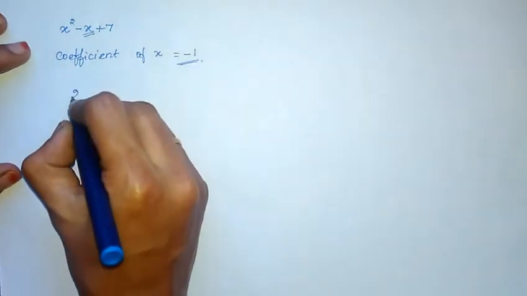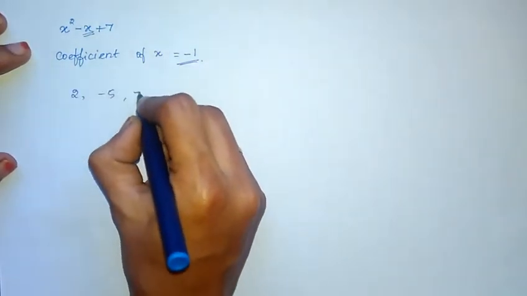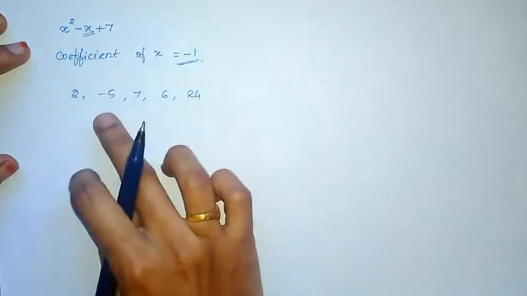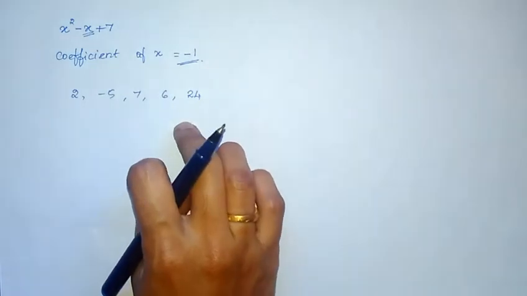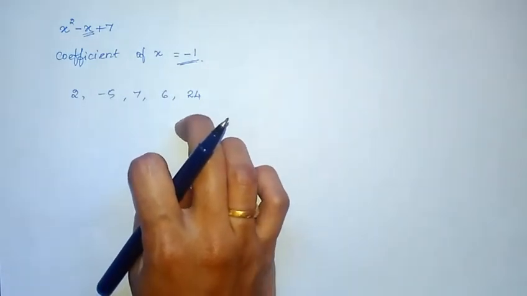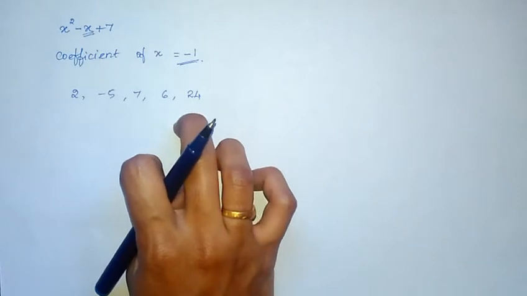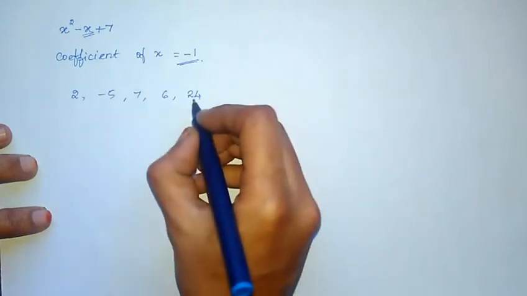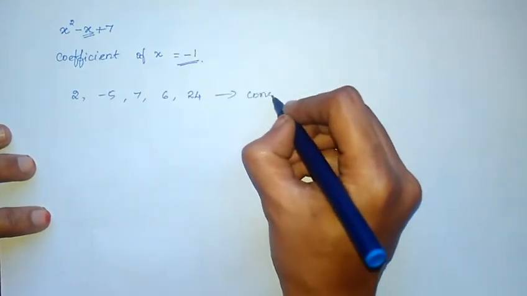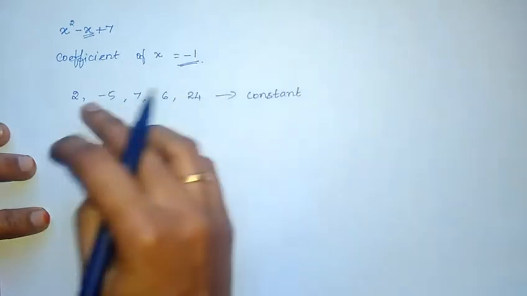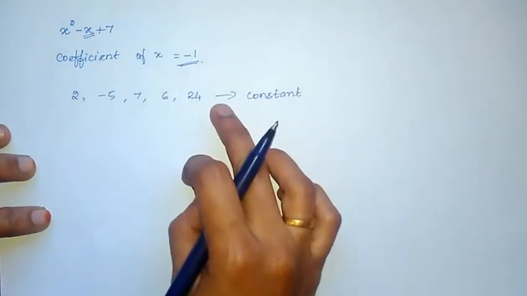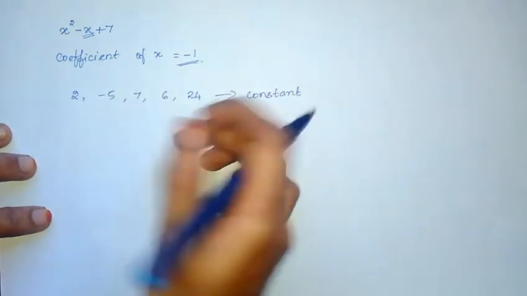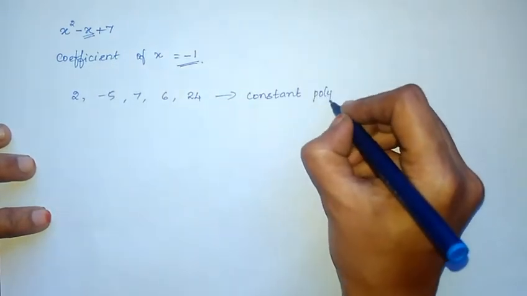Now, 2, minus 5, 7, 6, 24. These are polynomials. Here we don't have any variables. We have numbers only. Is this a polynomial? Yes. These are also polynomials. These are called constant polynomials because here we have only constants. There is no variable. So, these numbers are also polynomials. The specific name of this polynomial is constant polynomial.